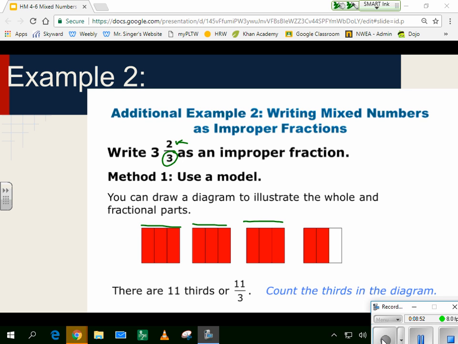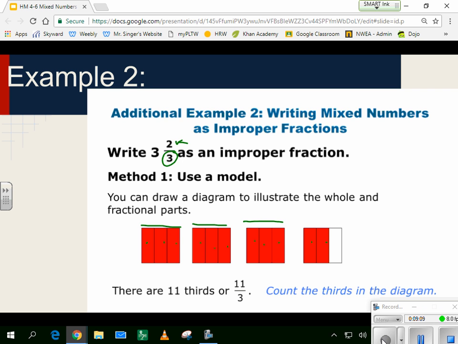And how do I get that? I count up all the shaded areas. 1, 2, 3, 4, 5, 6, 7, 8, 9, 10, 11. And then there's 1 that we didn't use. So 11/3 would be the same as 3 2/3.